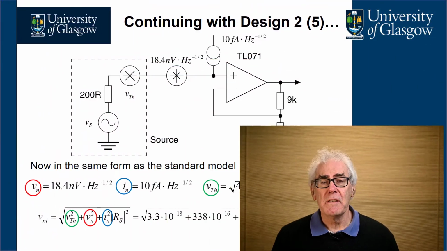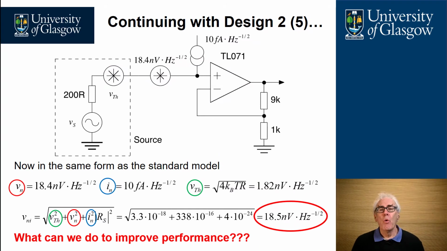We learned in the last lecture how to do a noise analysis and calculate out the total noise from various contributions around the circuit. We landed up with an amplifier with a noise of about 18.5 nanovolts per root hertz, which was quite a large figure. And this time we're going to look at what can we do to improve this design. Can we make a better design that will perform with a better noise performance than using the TL071?